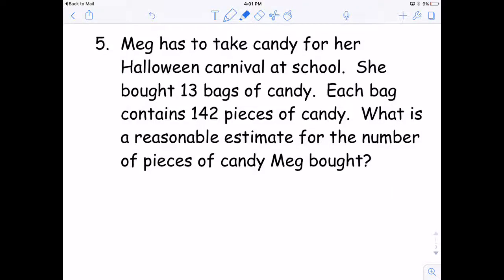All right, now we're going to look at estimating products. Meg has to take candy for her Halloween carnival at school. She bought 13 bags of candy. Each bag contains 142 pieces of candy. What is a reasonable estimate for the number of pieces of candy Meg bought? What is a reasonable estimate?